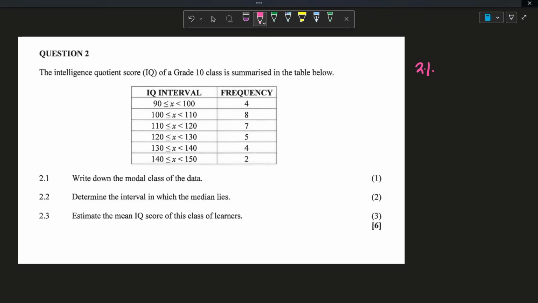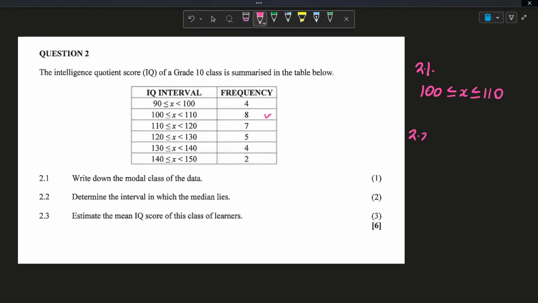How do you identify the modal class? It is the interval with the highest frequency. Where is the highest frequency? We got it. That is 8. So the answer for 2.1, you are going to say it's 100 less than or equal to x less or equal to 110. That is the answer for the first one.